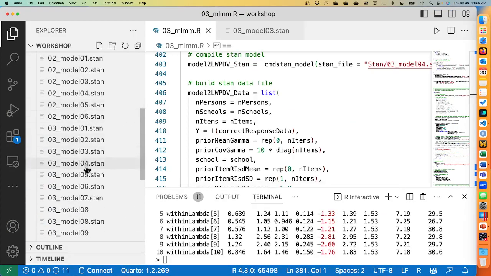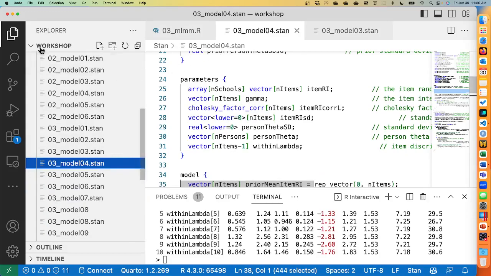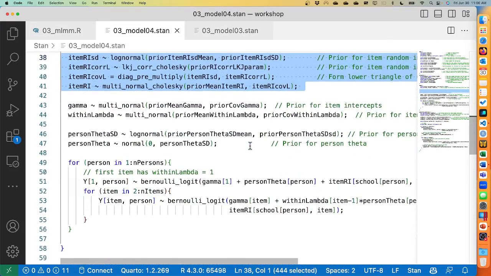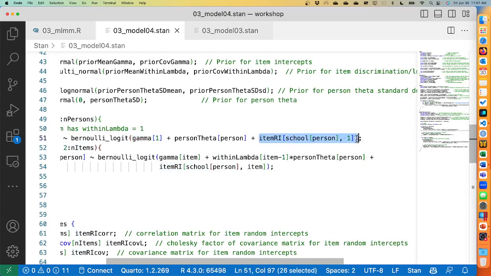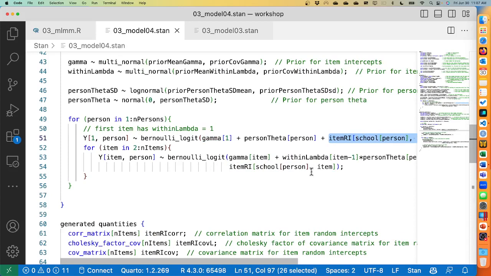Model 3, you stink. Let's go to 4. Here we go. So for model 4, I just took the very first item and declared it the marker item for that slope. That means you will not see a within lambda on this item. For the remaining items, item 2 through 10, there is a within lambda. The only difference is that on the first item, I still have to specifically specify the gamma and the random intercept. But the remainder will be appropriate.